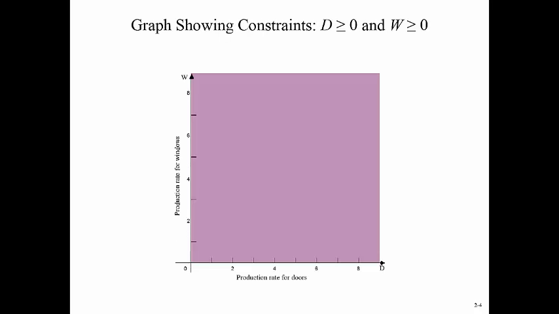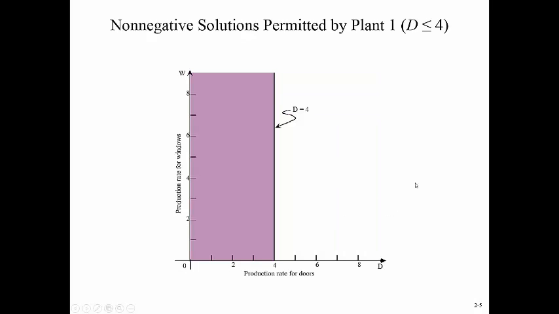So if we restrict ourselves to just positive quantities for the number of doors and the number of windows that we create, then we're automatically in this quadrant. We can't produce a negative number of doors, we can't produce a negative number of windows. So we're only in the world of positive amounts, or at least greater than or equal to amounts.